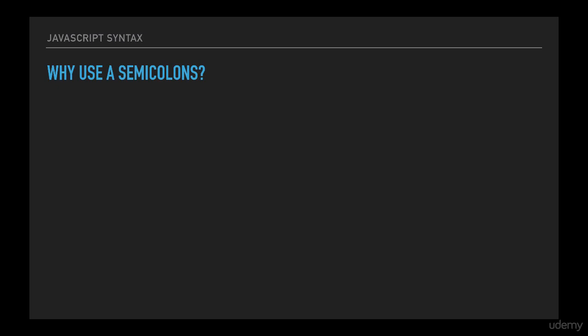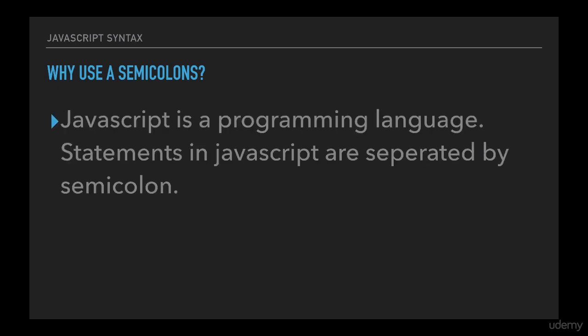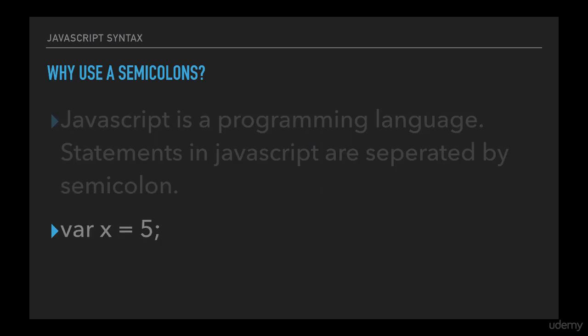Now, what is the importance of the semicolon in JavaScript? JavaScript is a programming language, and statements in JavaScript are separated by a semicolon. So for instance, var x = 5; is one statement. Similarly, var y = 6; is another statement. Now you note that there is a semicolon at the end of both the statements. Just like in English, we use a full stop or a period to indicate the end of a sentence, similarly, in JavaScript, we use a semicolon.